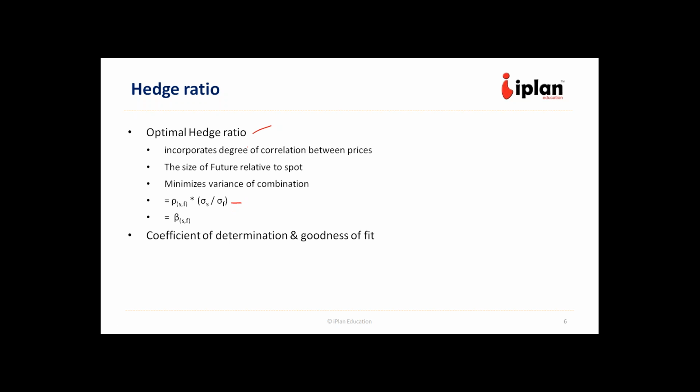So this is the number of contracts we have to hedge. What we have to do is simply take the correlation between the spot and future price, and the standard deviation of spot divided by the standard deviation of the future price. So we multiply the correlation with the standard deviation of spot and divide by the standard deviation of future, and we get the optimal hedge ratio for the contract. Or we can get the beta also. If we get the beta of spot and future, we can get the optimal hedge ratio.